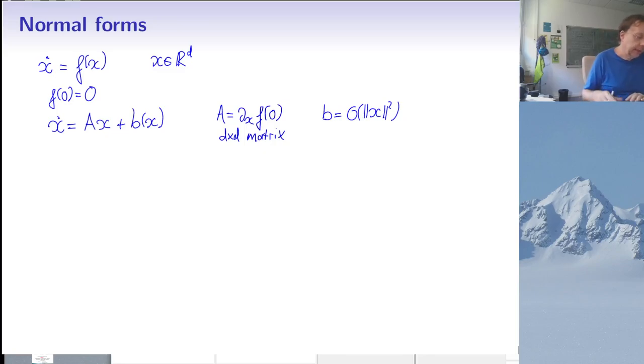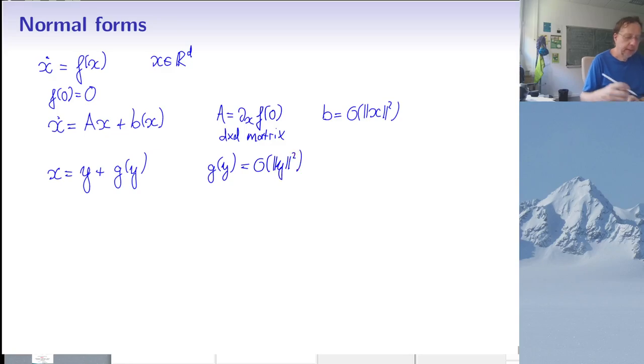The idea is that we look for a change of variables, so x is equal to y plus g of y. Now the g of y we will take of order y squared also. And the question is, can we find g in such a way that the equation for y is simpler than the equation for x?